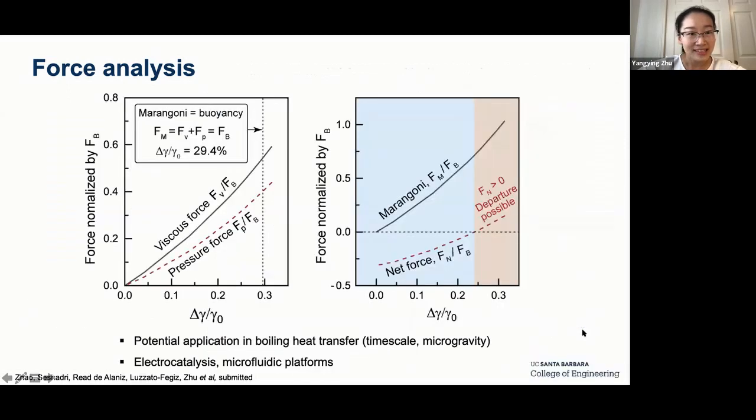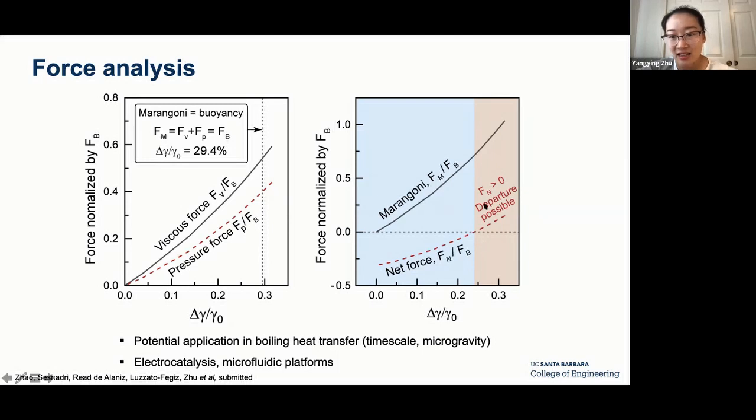With that, you can further calculate how these two forces change if I vary the surface tension change. This is the change of surface tension. You can see that when you have a larger surface tension change, both the viscous force and the pressure force increase. On the right-hand side, we also calculated the net force, including the pinning force on the droplet. You want the net force to be positive, meaning that the direction of the force is away from the substrate, so it's departing the droplet.